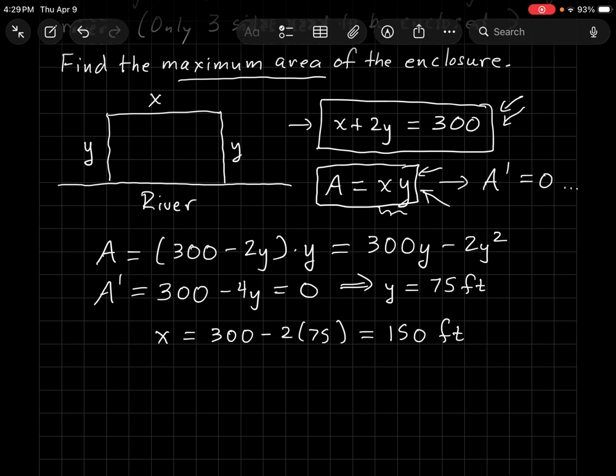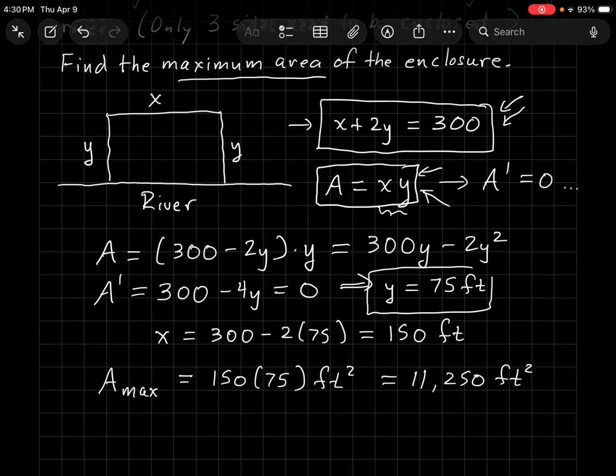I still haven't answered the question, which is, let's find the maximum area. X times y, which is 150 times 75 feet squared, which is 11,250 feet squared. Now, I came up with a critical point, and I assumed that was a maximum. I didn't do any work to try it out.